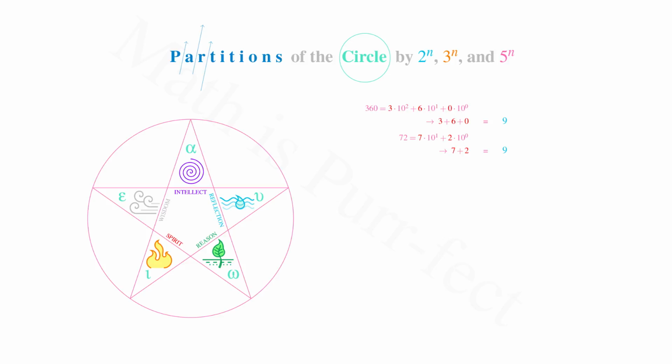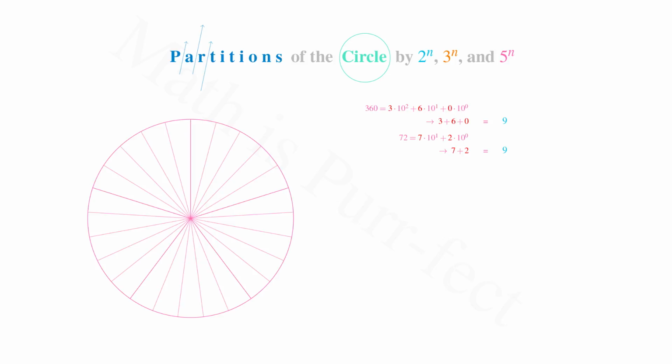plus 2, or 9. Next, dividing the circle into 25 parts gives us 14.4 degrees, or 1 times 10 to the first, plus 4 times 10 to the 0th, plus 4 times 10 inverse. Summing the coefficients 1, 4, and 4 gives us 9. Partitioning the circle into 125 gives us 2.88 degrees, or 2 times 10 to the 0th, plus 8 times 10 inverse, plus 8 times 10 to the minus second. Summing 2, 8, and 8 gives us 18, which further reduces to 1 plus 8, or 9.